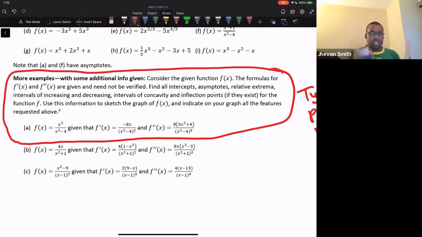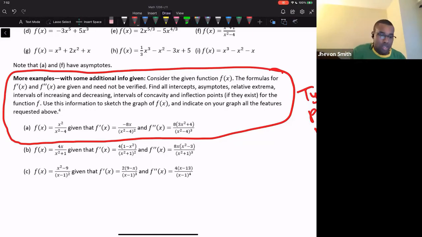So it's going to say, okay, consider the given function f of x. The formulas for f prime and f double prime are given. They need not be verified. So I don't want you to waste time finding derivatives. I'm going to give you the derivatives. You don't have to waste time calculating them. Don't verify that I gave you the right derivatives. Just assume I gave you the right derivatives and move on.